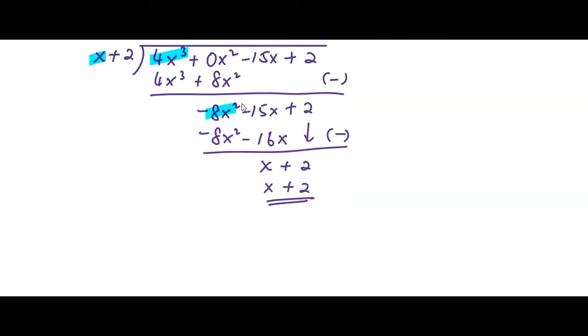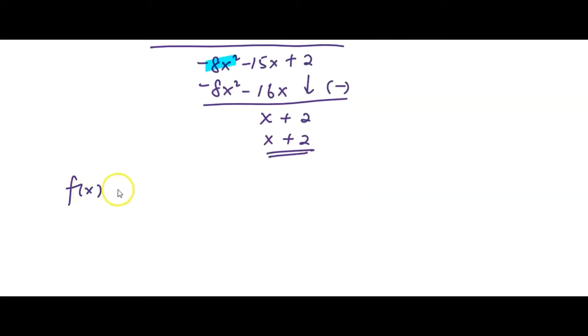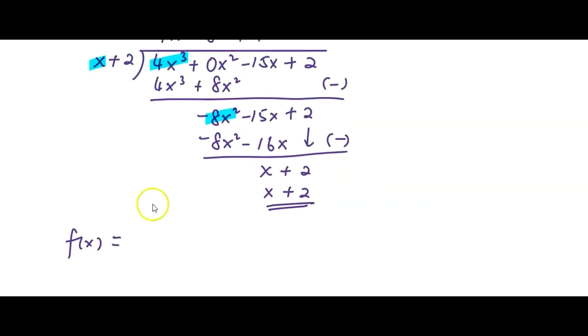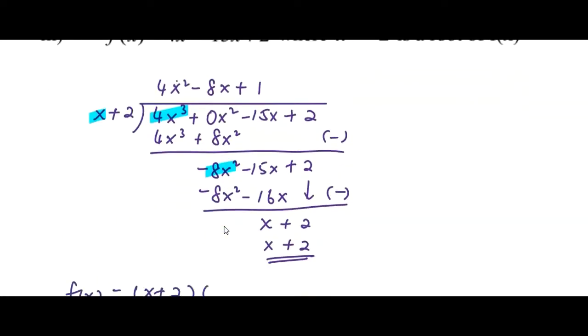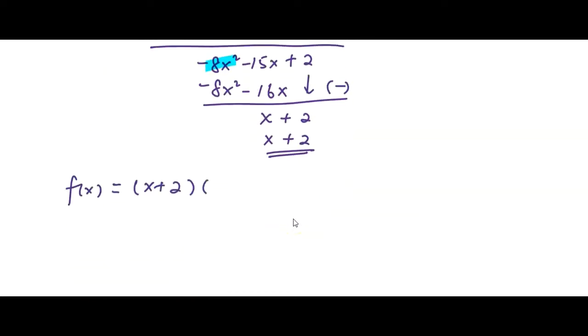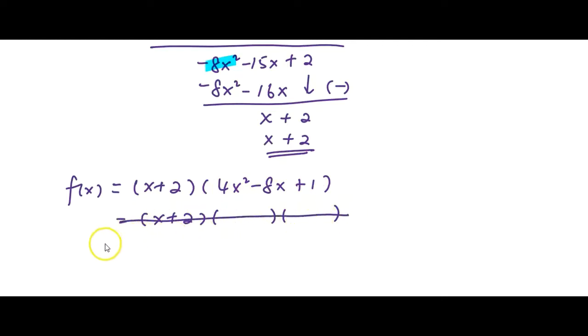Okay, so now your function can be written as the divisor, which is your x plus 2, multiplied by your quadratic factor, that will be 4x squared minus 8x plus 1. Okay, now we try to factorize the quadratic factor. Since this cannot be factorized, just forget about the factorization. I will try to find the roots in order to sketch the graph, right? Okay, we need to find the roots.